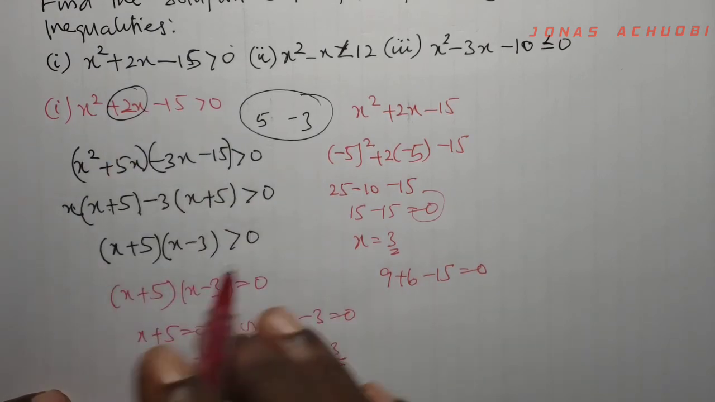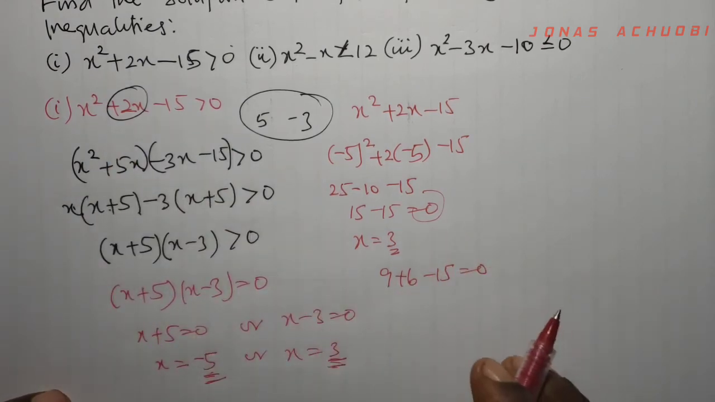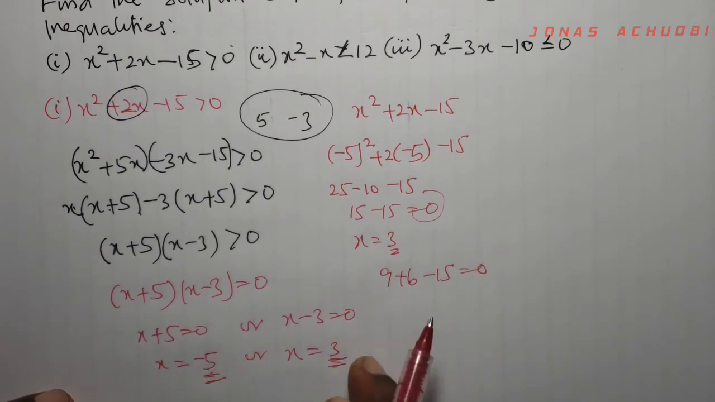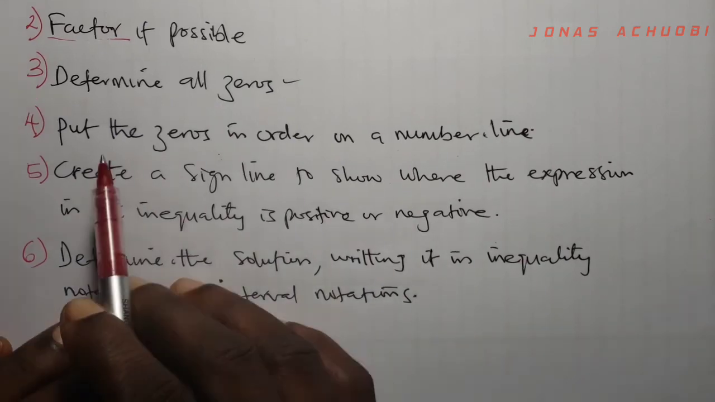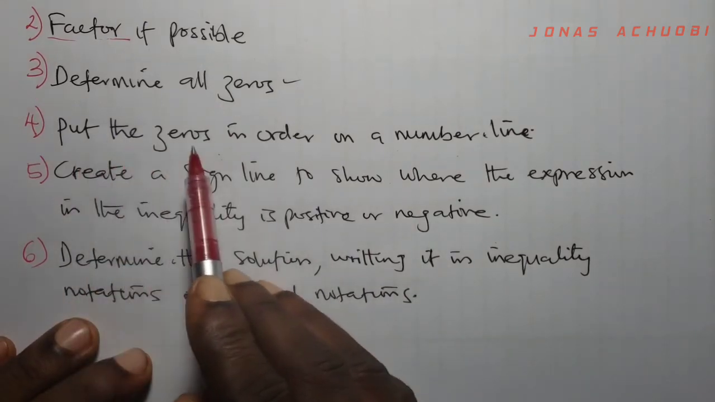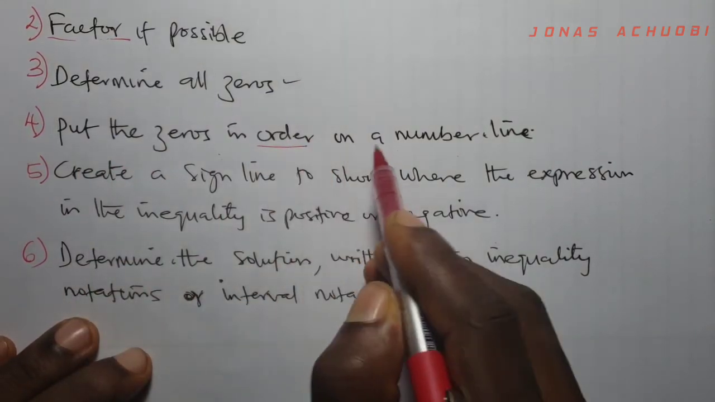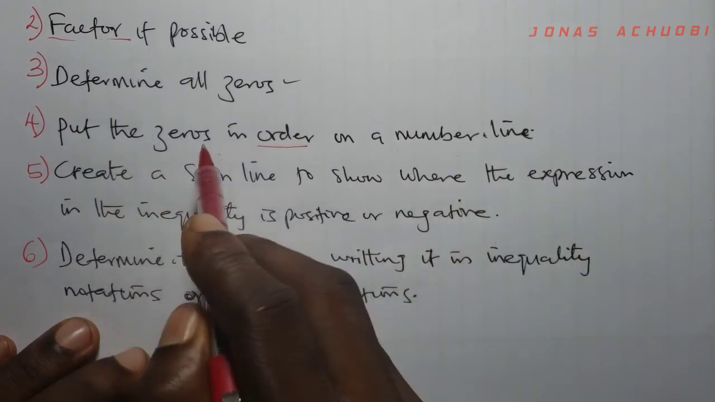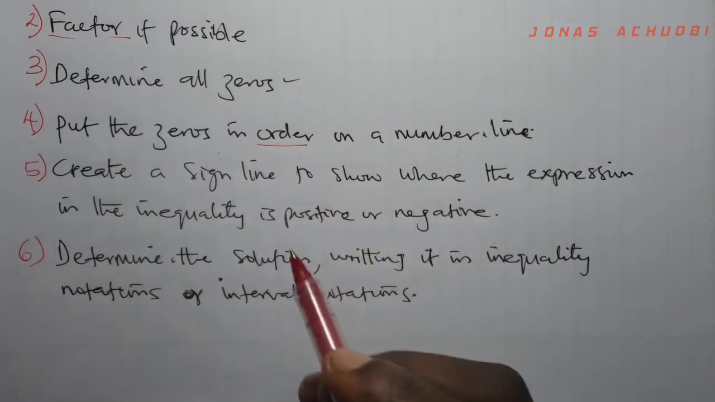So step 3 says determine all the zeros. We have just done that. The zeros are minus 5 and 3. If you like, you say 3 and minus 5. Step 4 says put the zeros in order on a number line. Put the zeros in order. The keyword is order on a number line.